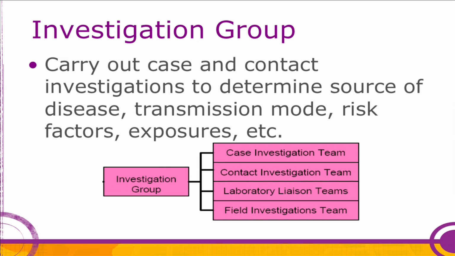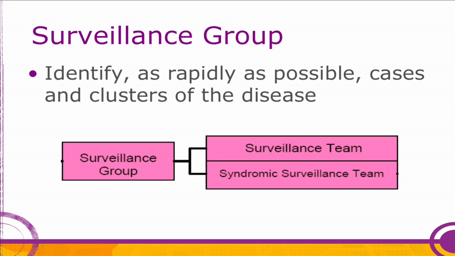The purpose of the Investigations Group is to carry out case and contact investigations in order to determine the source of disease, the cause of disease, the mode of transmission, risk factors for the disease, exposures, and any other factors related to the disease. The purpose of the Surveillance Group is to identify as rapidly as possible cases and clusters of the disease. Methods used by the Surveillance Group may include passive surveillance, active surveillance, or syndromic surveillance.